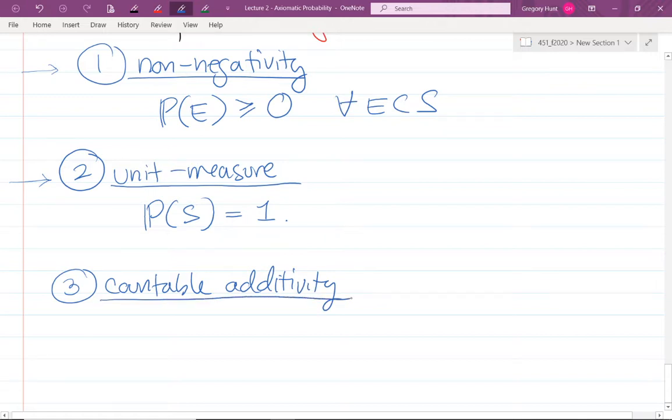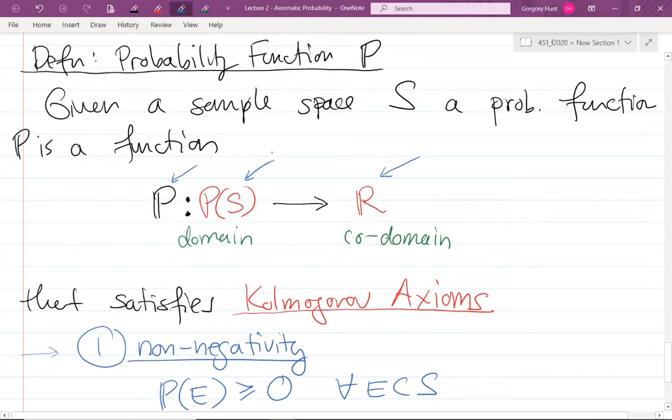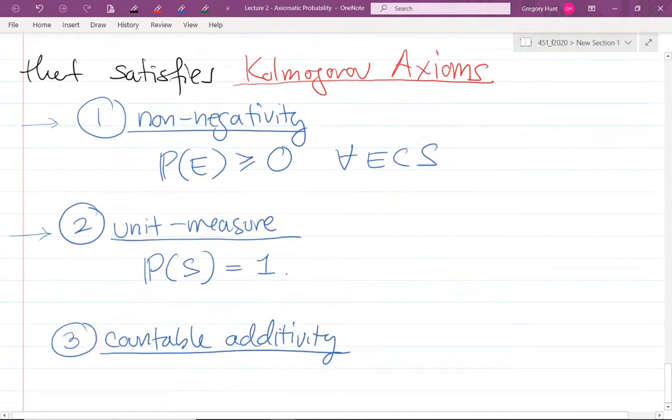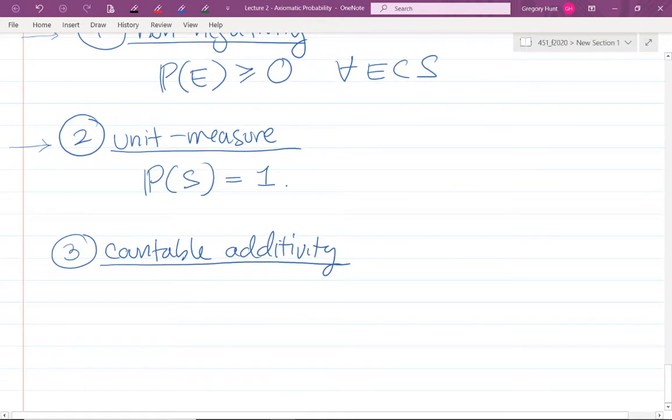So the axiom of countable additivity, right? Recall what we're doing. We're trying to give the rules of what it means to be a probability function P. A function that takes an event and assigns a likelihood score to it, called a probability. Better be non-negative. The probability something happens better be 1. And the last axiom is the axiom of countable additivity.